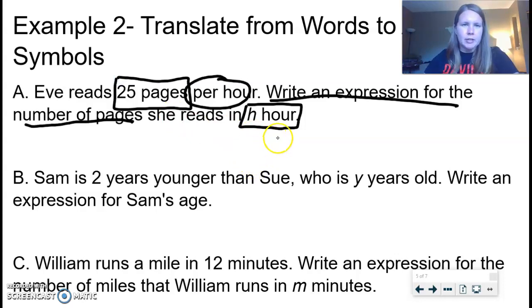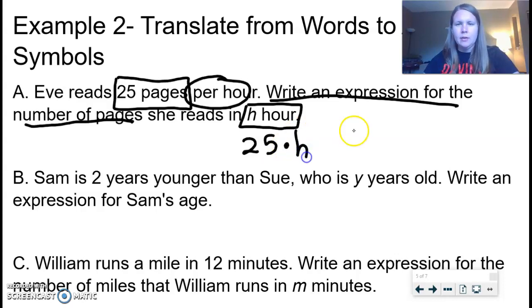If I want to write an expression that would express that, I would have 25, and I would have H. And my operation in between them is a multiplication. So you could write it like this, or you could write it as just 25H. So if I wanted to calculate how many pages she read for 3 hours, I just put in a 3 for H and solve it.